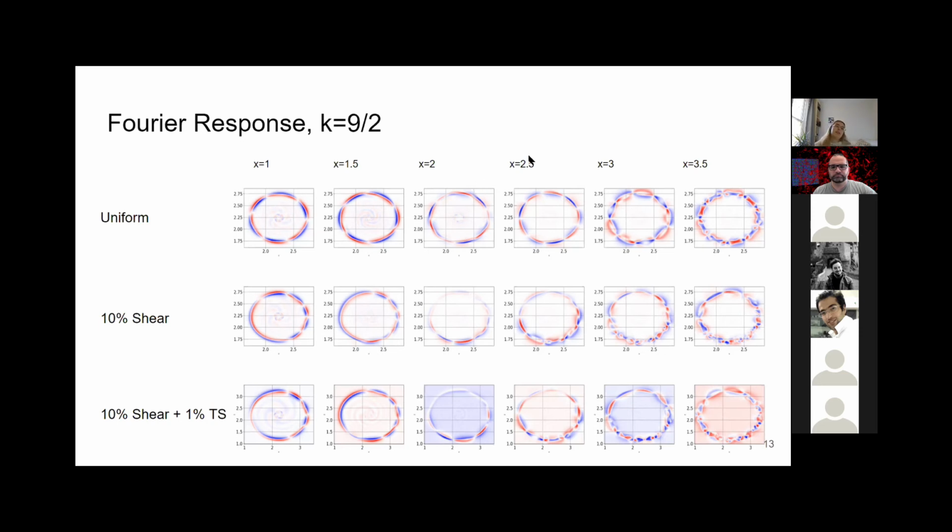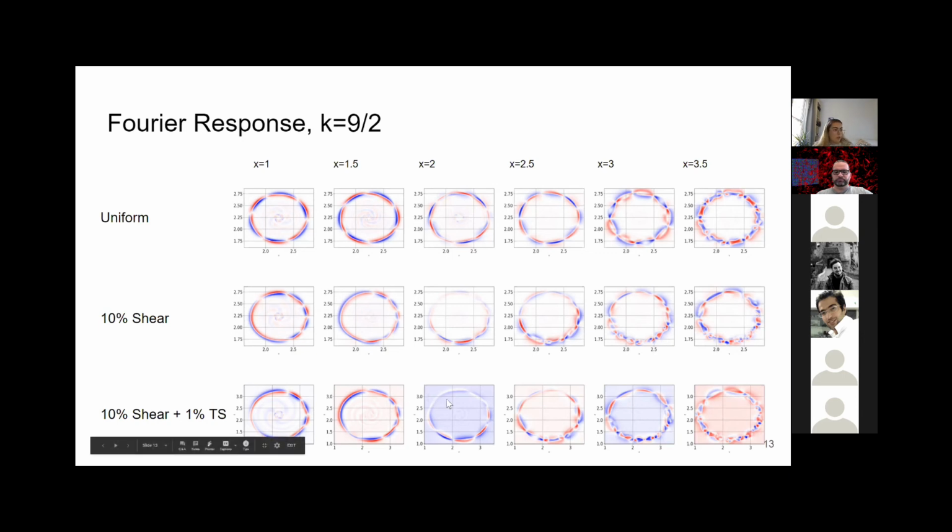So by the point that the wake has broken down, which happens between 2 and 2.5, you can see that this perturbation has developed. And then as we move further downstream, it grows in magnitude. And then for the sheared case, you can see that the growth of the perturbation happens faster along the bottom and slower along the top.